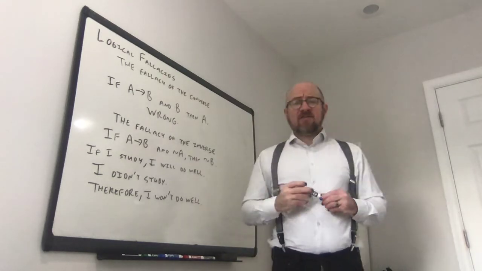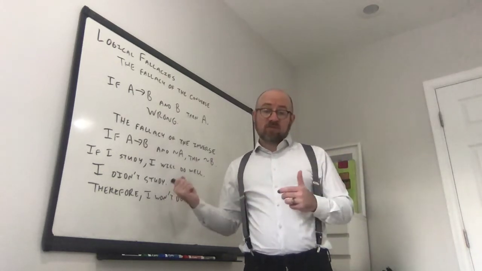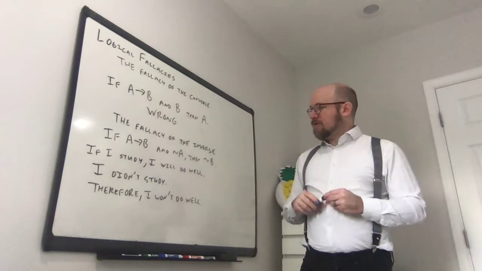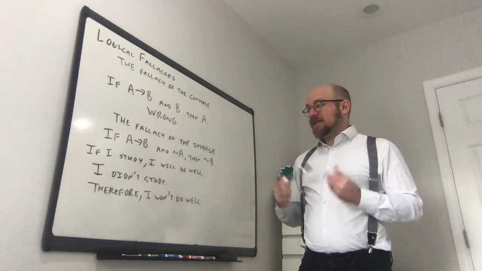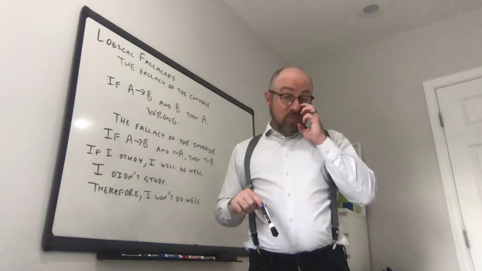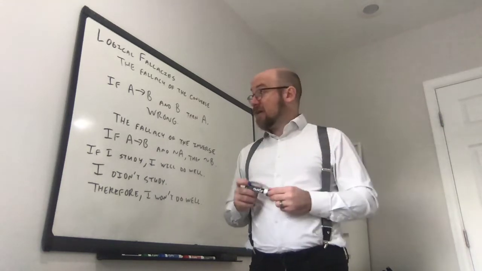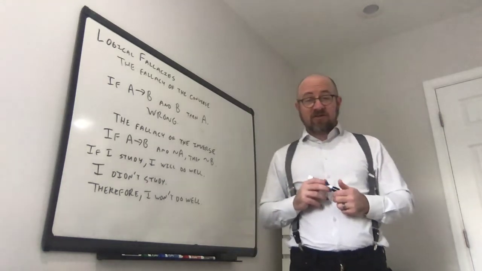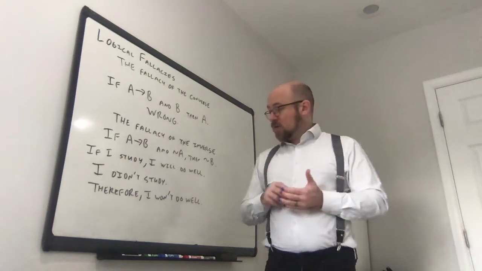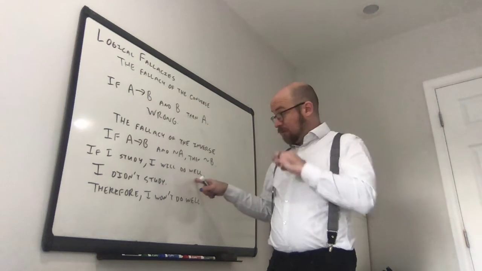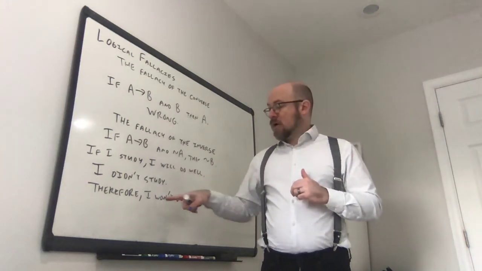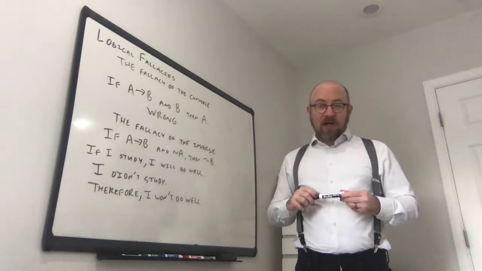This is, I think, even more, this is the one people make the most often, I think. It's very seductive. It says, oh, if I study, I will do well. I didn't study, therefore I won't do well. It seems really convincing, right? Unlike the fallacy of the converse, which I think is a little bit easier to see, but it's actually the exact same idea, right? So if I study, I will do well. So we're assuming that's true. I didn't study, we're assuming that's true. But that doesn't show us that we won't do well, right?